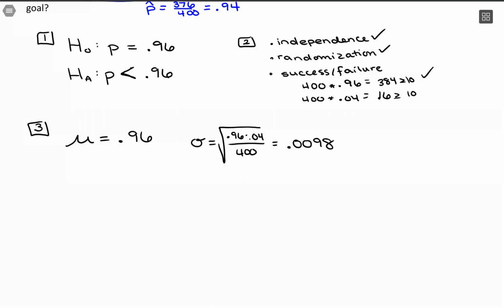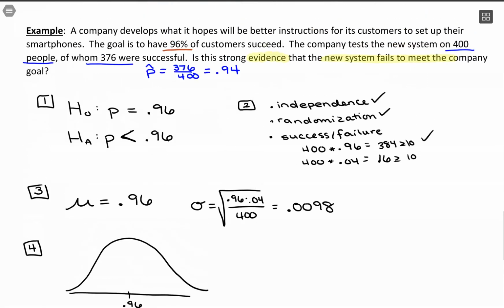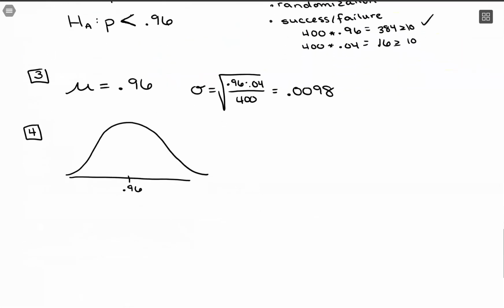But if you're going through this process and they don't directly ask for the test statistic, what we could do here is go on to the next step to find our p-value. So we have our distribution with our mean and standard deviation centered at 0.96. Looking at our alternative hypothesis, this is our left tail. So 0.94 would land over to the left-hand side here, and we want to find the area to the left of it, and that would be our p-value.